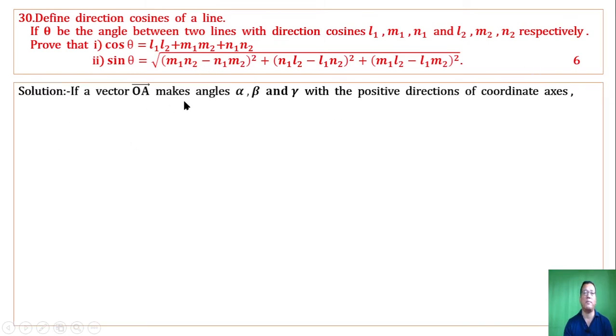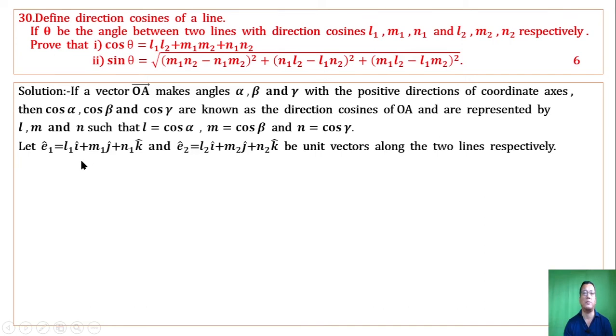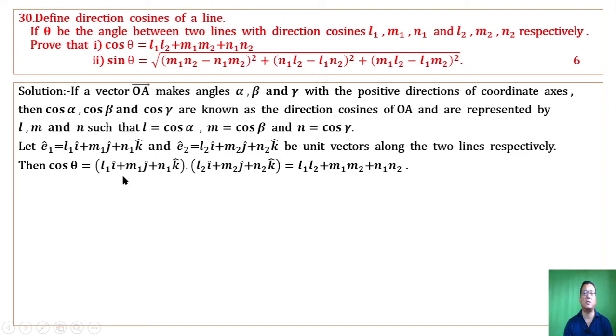If a vector OA makes angles alpha, beta, and gamma with the positive directions of coordinate axes, then cos of alpha, cos of beta, and cos of gamma are known as the direction cosines of OA and are represented by small letters l, m, n, such that l equals cos alpha, m equals cos beta, and n equals cos gamma. So second part, let e1 cap equal to this, e2 cap equal to this be unit vectors along the two lines respectively. Then cos theta is their dot product, whose value is this.